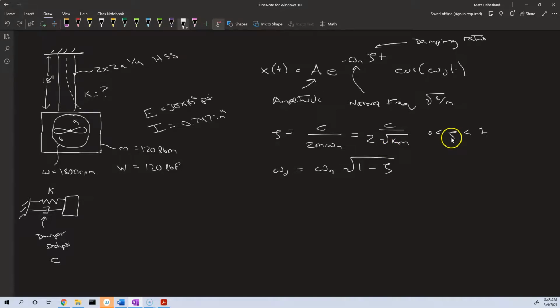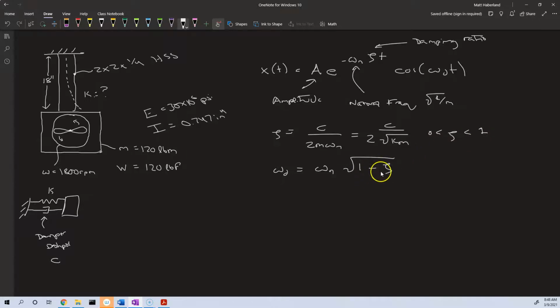But if zeta is in this range of 0 to 1, which is what we're most interested in here, because it's probably going to be the case here. There's not too much damping that's built into steel. So that'll probably be the case here. We're going to have some sort of oscillatory solution, and zeta is going to be between 0 and 1.